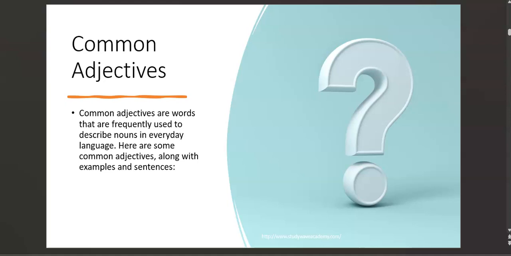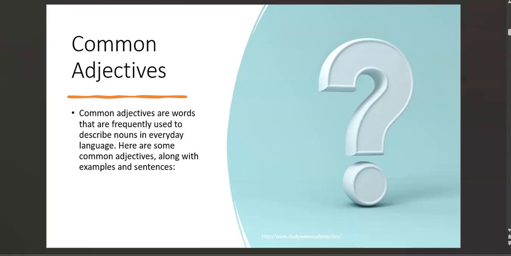So what are common adjectives? If you're told or you hear something about common adjectives, what comes into your mind, or how do you understand what common adjectives are? To help you understand, we have to understand that there are some frequent words we use when we're describing nouns every day in our language. There are some words that will appear naturally or frequently when we are talking about a noun, or when we're discussing or describing something. We will use some frequent words to talk about these nouns.